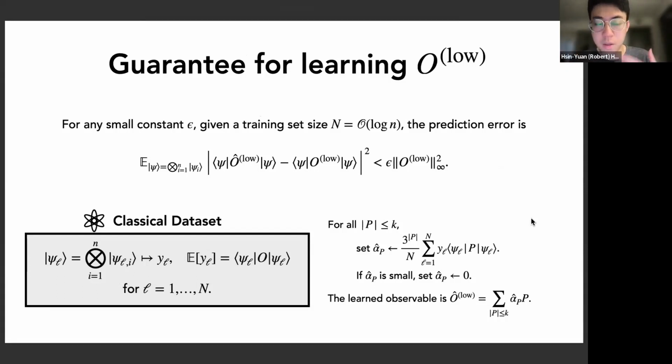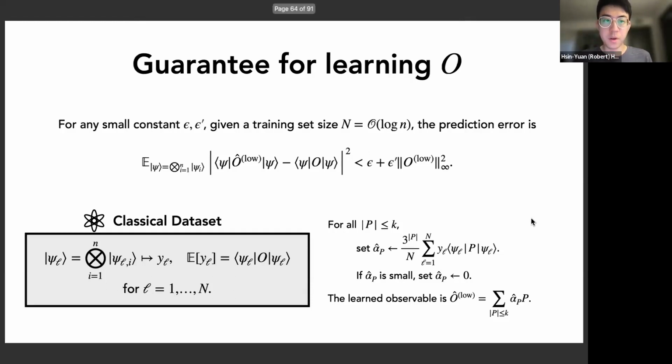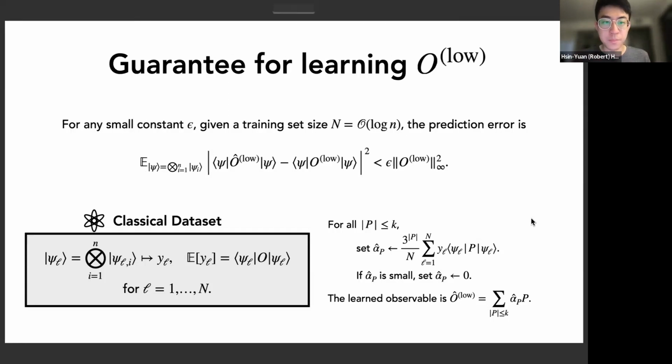For any small constant epsilon, given a training set size of order log in the system size, we can show that the prediction error is upper bounded by epsilon times the spectral norm of the low weight observable O low. More precisely, I should say, the difference between the learned one and the true O low is this.